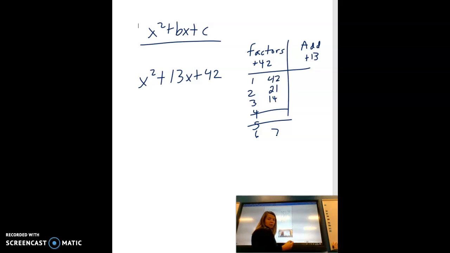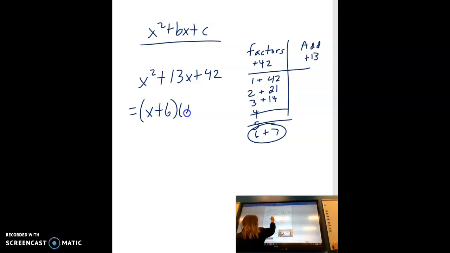So the factors of 42 are 1 and 42, 2 and 21, 3 and 14, 6 and 7. So then based on my list, which two of these numbers, if I add them together, give me 13? And so I do get 6 and 7. So I am able to quickly factor this as x plus 6, x plus 7. And I am done.